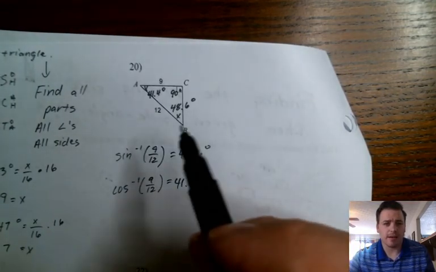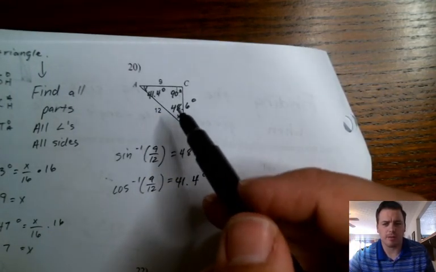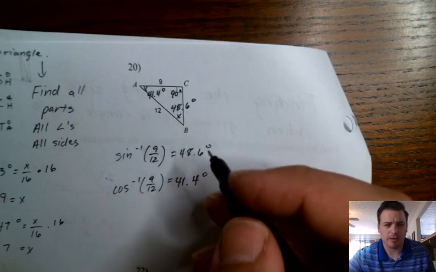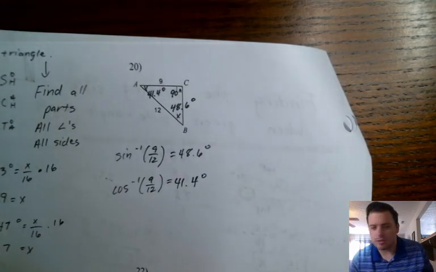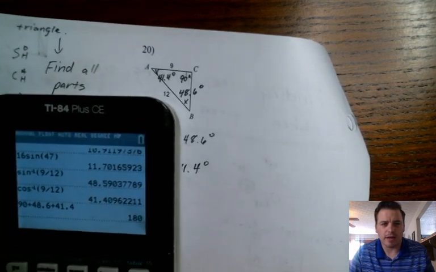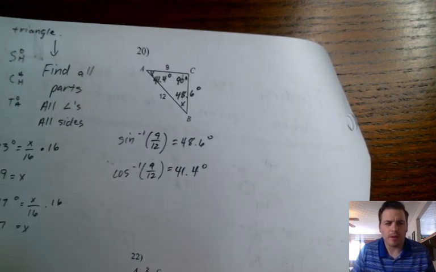Now again, if you want to do the whole interior sum is 180, subtract, I'm cool with that. I don't care. Now if it's your first time, we may want to try this all out just to make sure we're good. 48.6 plus 41.4, and that is equal to 180, just to kind of show you there.